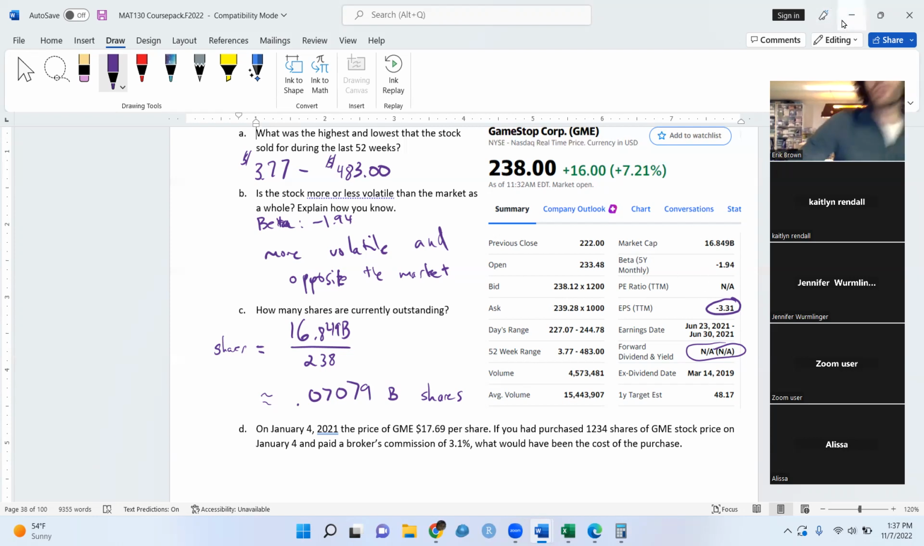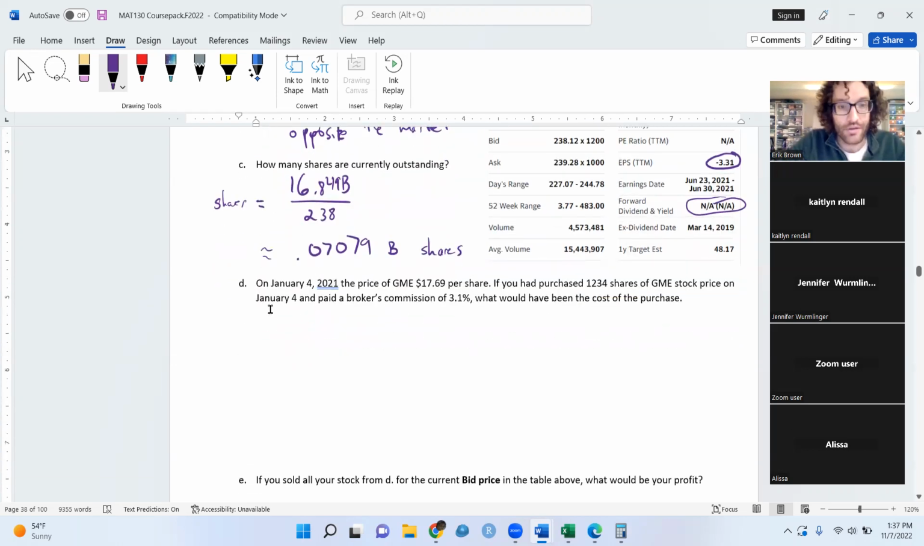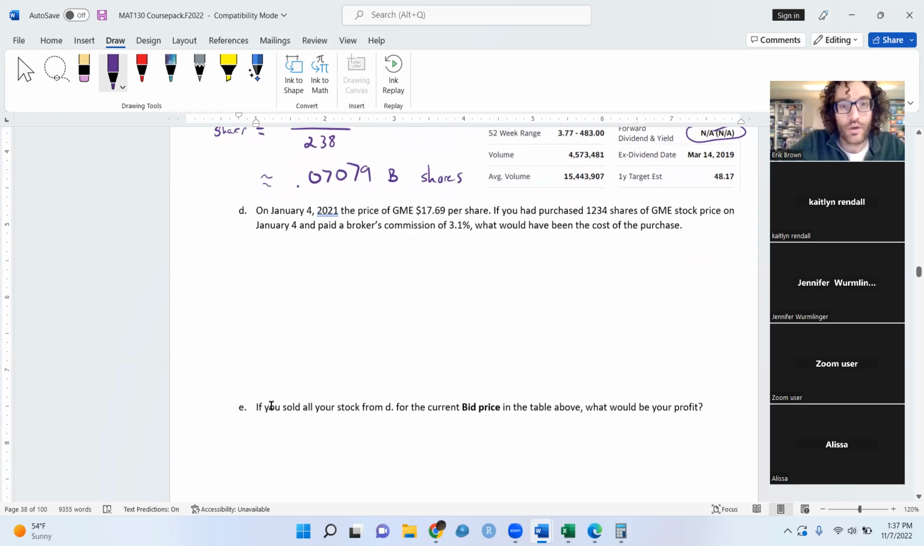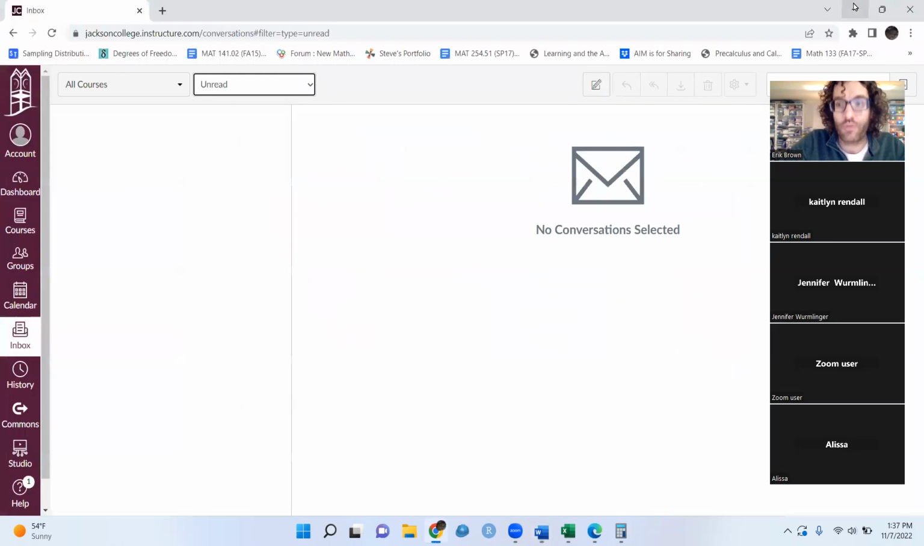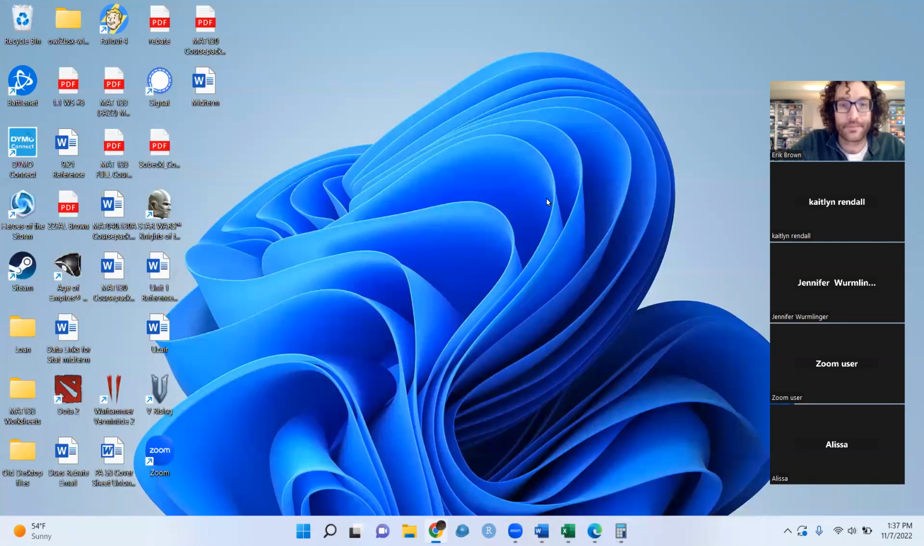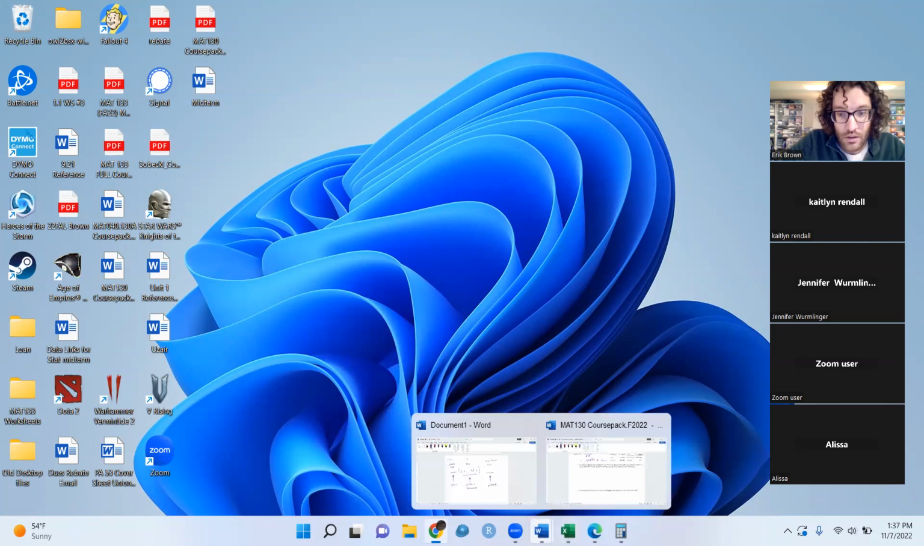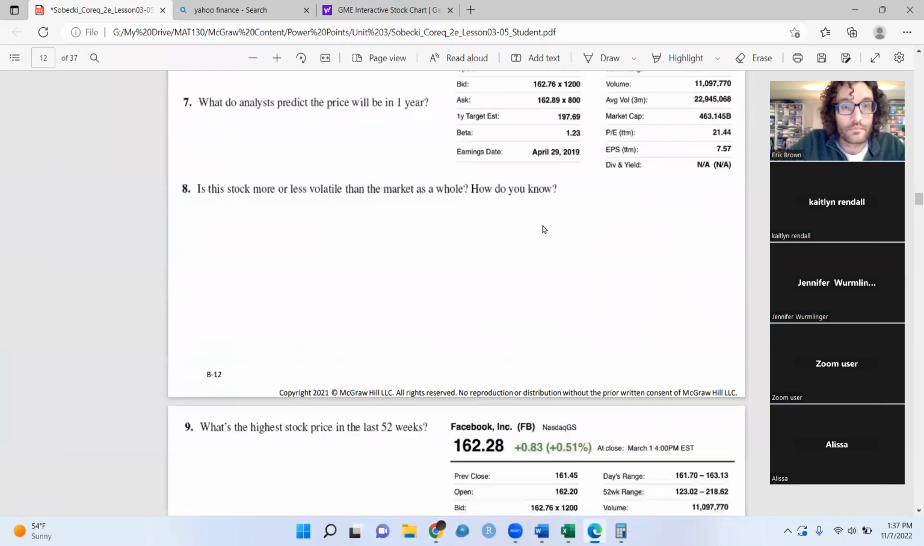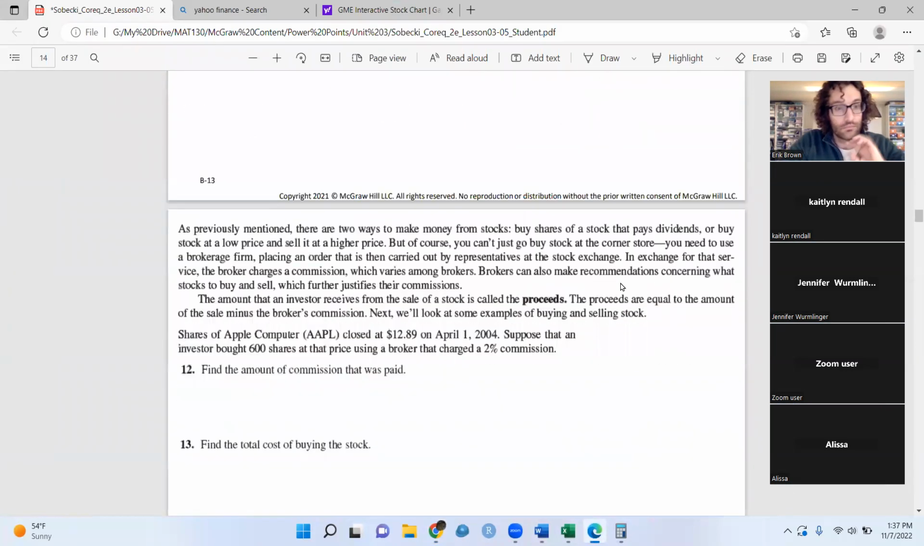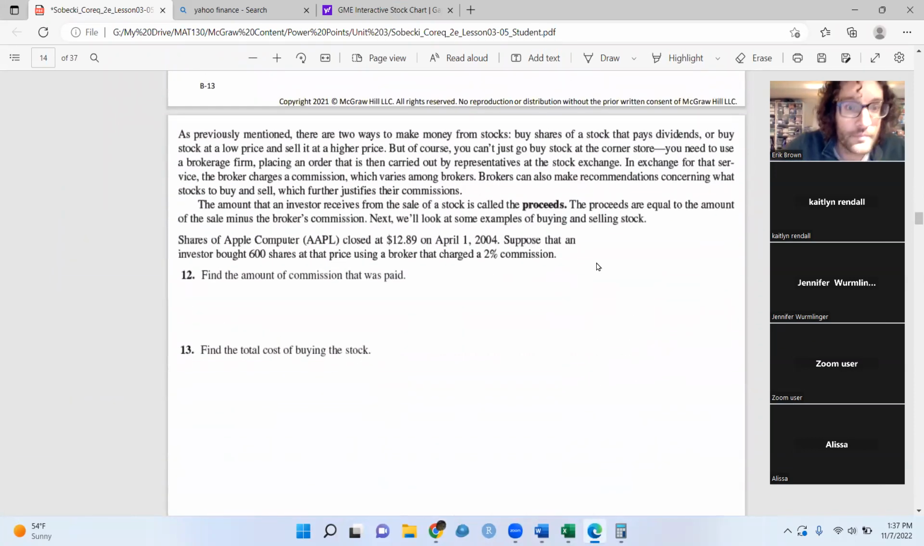Okay, so let's go back to the notes. We're now going to work on how to do questions D and E. How do you calculate profit off of buying and selling? So here we go. Here's a little setup. Two ways to make money off of the stock. Two main ways. You buy shares that pay dividends, or you buy stock at a low price and sell it at a higher price. And then that's how you do it.